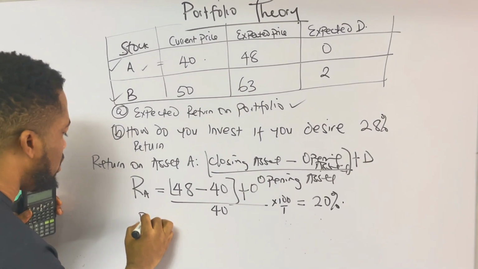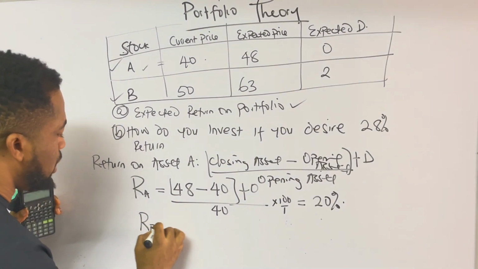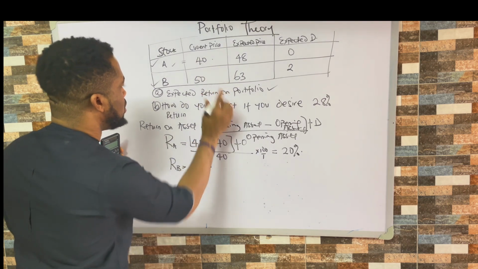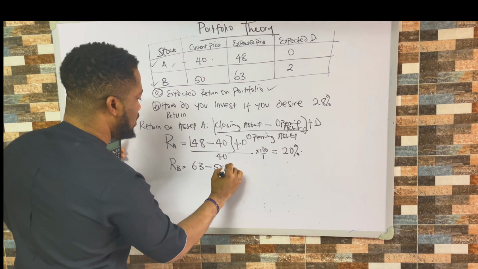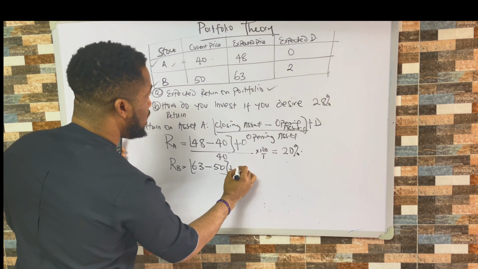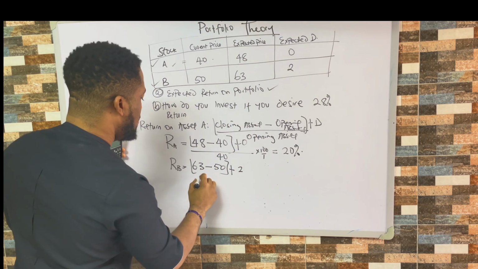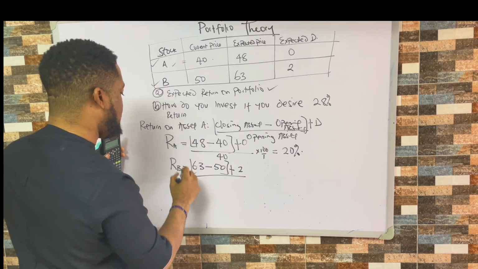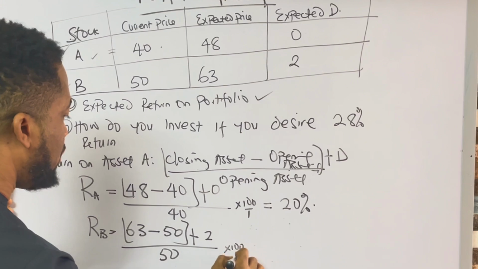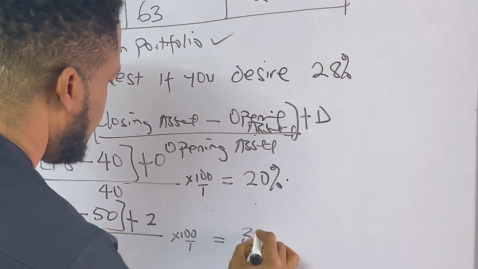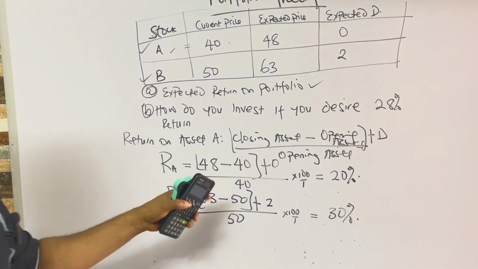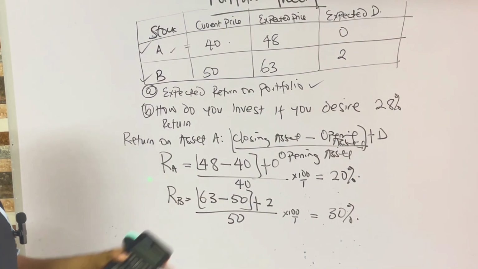So return for asset B equals 63 minus 50, plus the dividend here, that's the return for the period, then divided by opening, which is 50. If I multiply this by 100, I should get 30%. Now I have the return for asset A and I have the return for asset B.